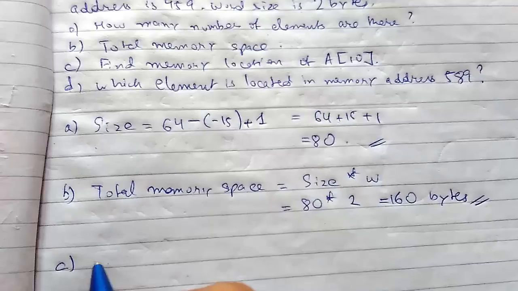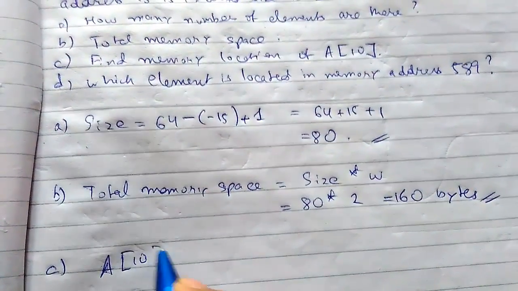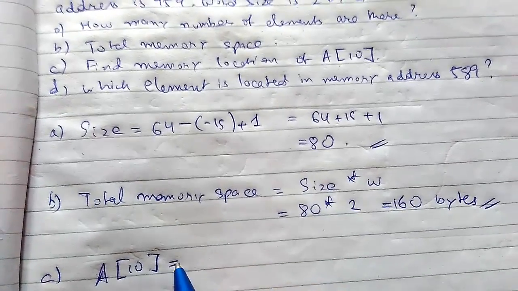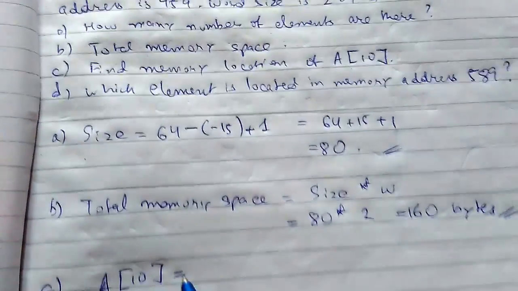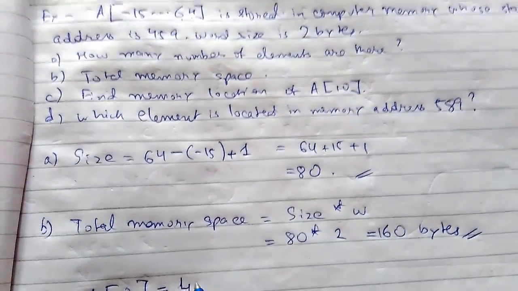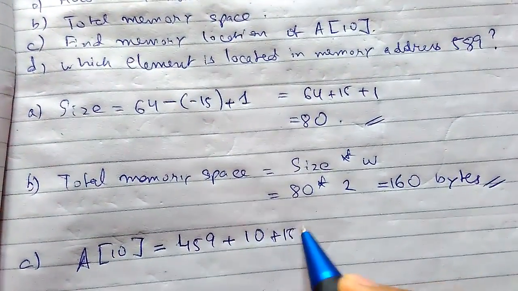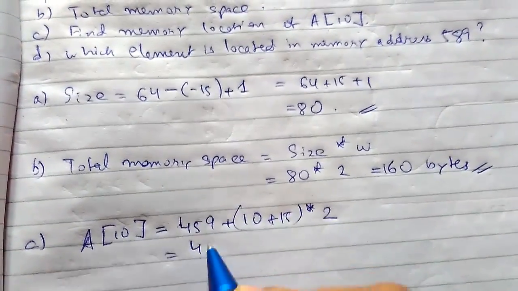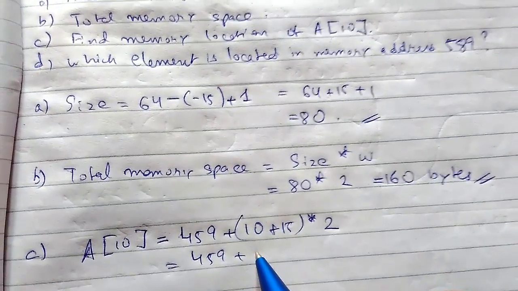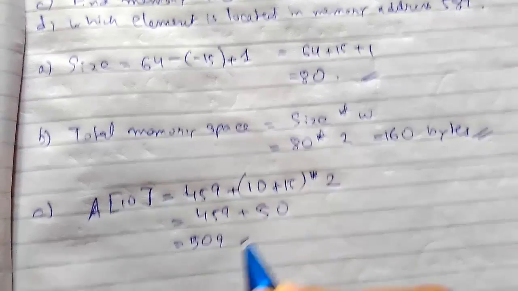Now we need to find the memory location of A10. We'll plug into the formula: A10 equals b plus (I minus lb) times w. The base address is 459 plus 10, and I minus lb means minus of minus is plus, and this will be multiplied by 2. Solving this, we get 459 plus 25 times 2, which is 50, and this will be 509.